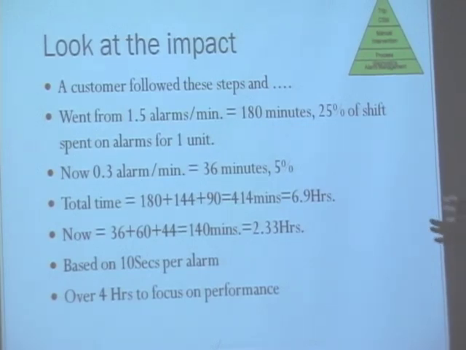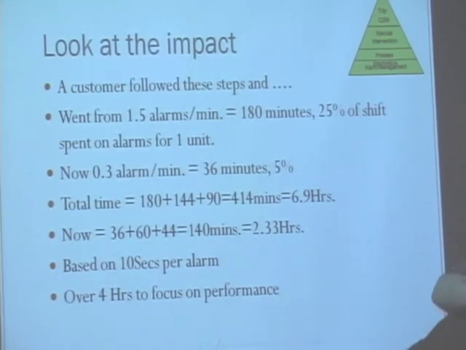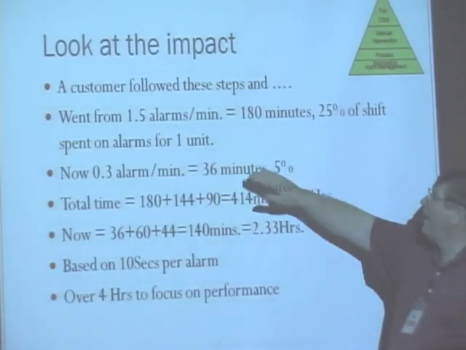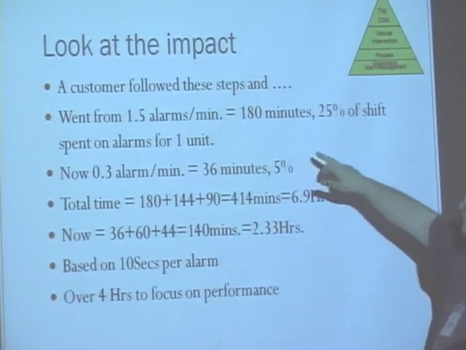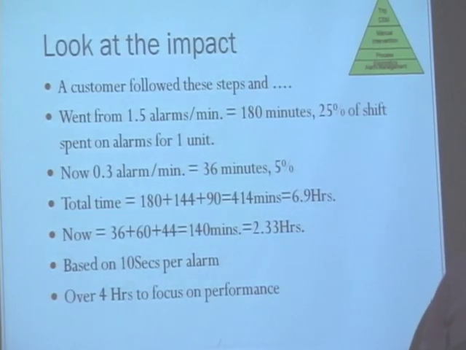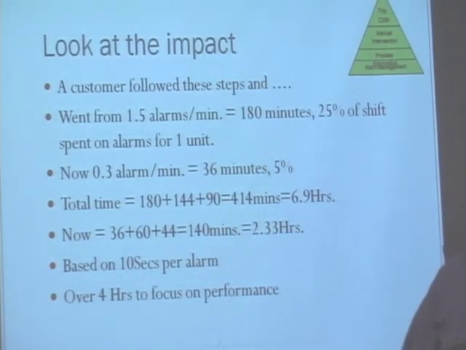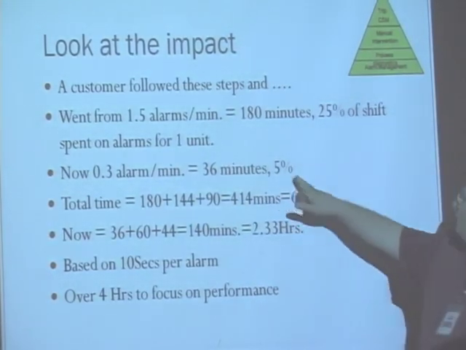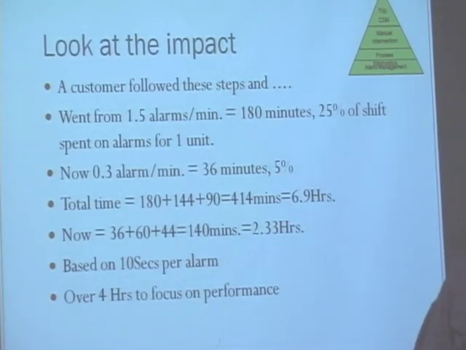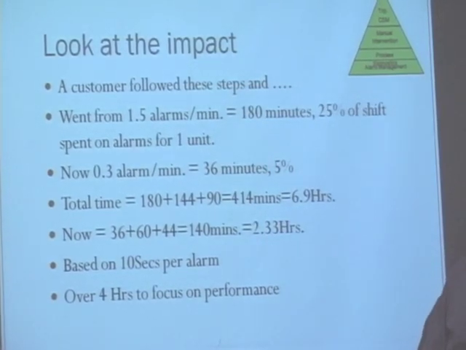The customer I showed you the data from, the one who went back and you saw the reduction in the number of operator moves, this is their data. They went from 1.5 alarms per minute, 180 minutes, which is 25% of the shifts spent on alarms on one unit. They're now at 0.3 alarms per minute, so they're only spending 5% of their time on alarms.